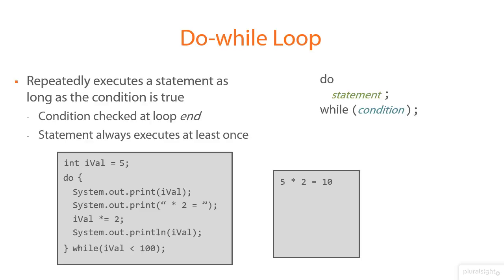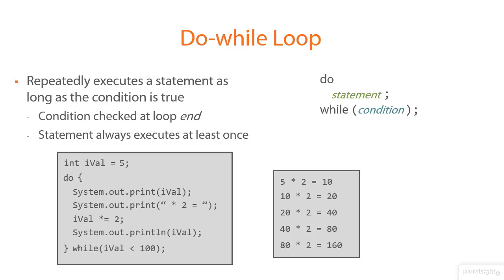So we know currently ival is 10. So next pass through the loop, it's going to print out 10 times 2 equals 20. So ival is now 20, still less than 100. 20 times 2 is 40. 40 is still less than 100. 40 times 2 is 80. 80 is still less than 100. And now 80 times 2 equals 160. But now ival is not less than 100. It's greater than 100, 160, so our code ends.